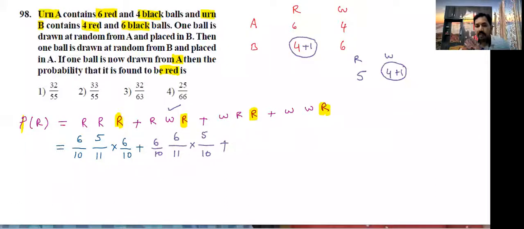Okay. Now I am going to the third case. See, third case. First we want to select white color. How many white are there?